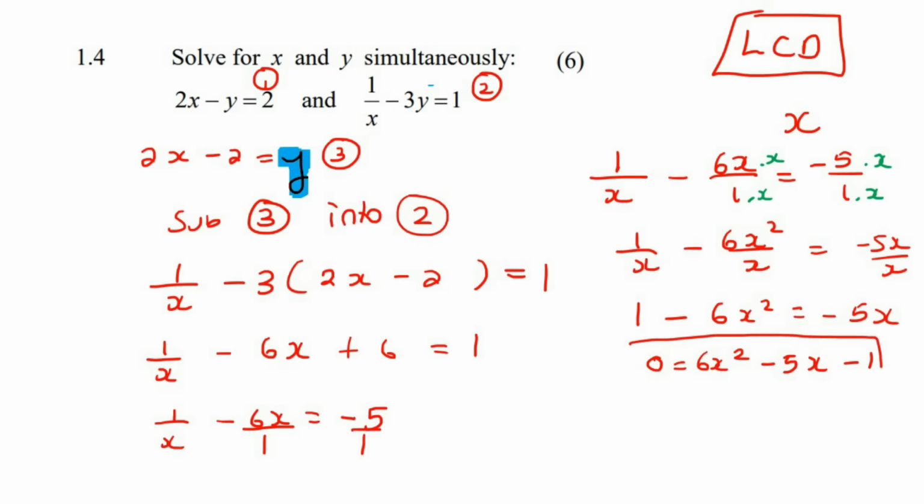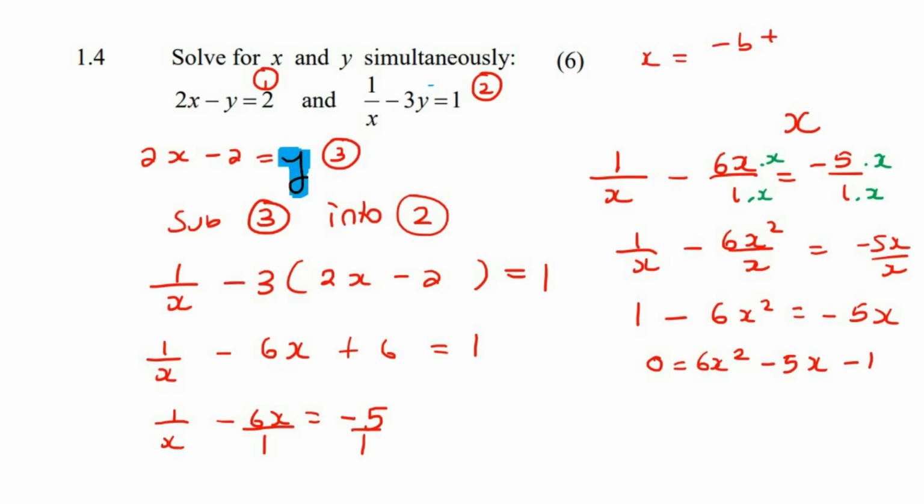At this position over here, you have two options. You could either try to factorize this one if you are feeling brave, or you can just do what I'm going to do and use the quadratic formula. So that's x equals negative b plus minus the square root of b squared, take away 4ac.